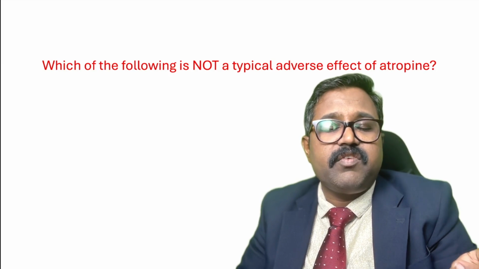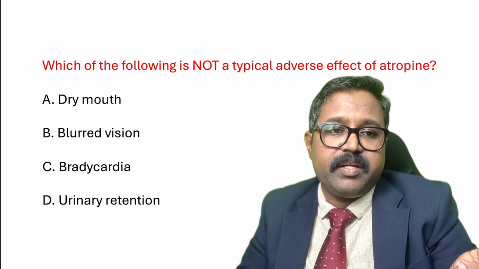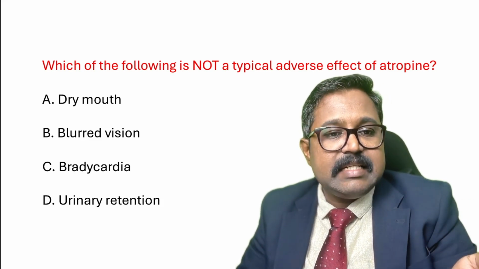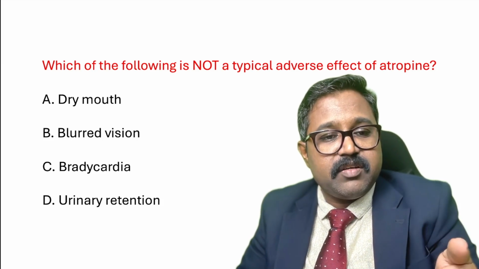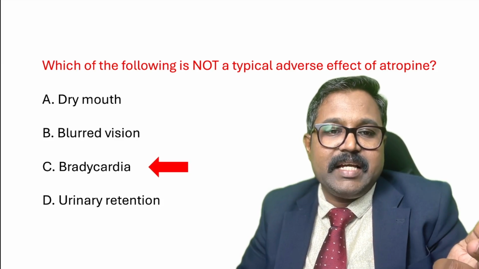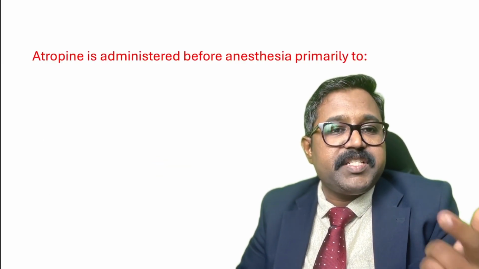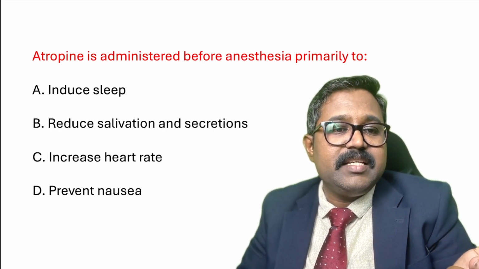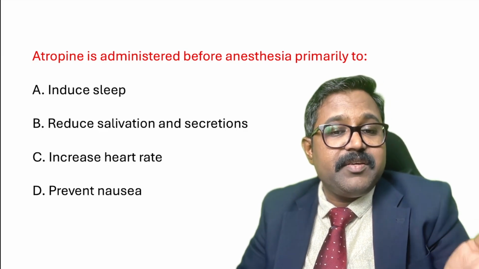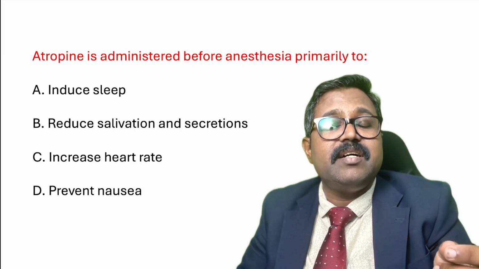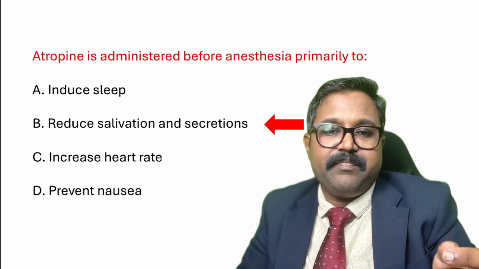Next question: which of the following is not a typical adverse effect of atropine? Does atropine cause dry mouth? Yes. Blurred vision? Yes. What about urinary retention? Yes, it causes it. But at therapeutic doses, atropine causes tachycardia, not bradycardia. Next question: atropine is administered before anesthesia primarily to induce sleep, reduce salivation and secretion, increase the heart rate, or prevent nausea? The pre-anesthetic use of atropine is to reduce the secretions in the airway.